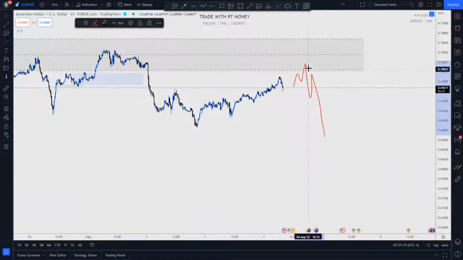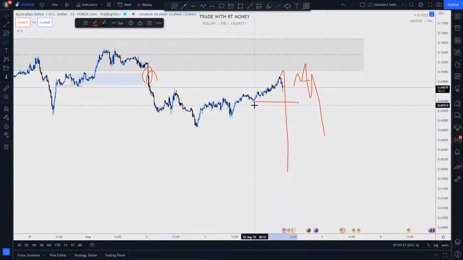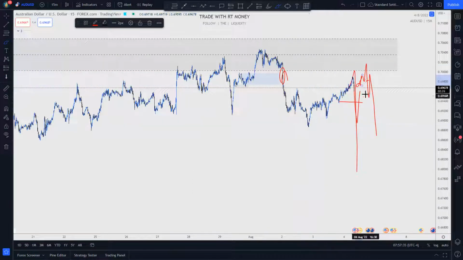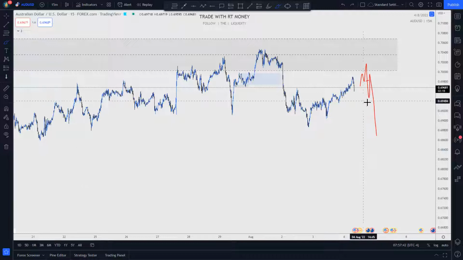That's what I look for. I need to see a break of market structure, not just a tap and go, especially from here. If it breaks this, then I'll be looking for price to come back, because when price changes direction, most of the time it doesn't just tap and go. It depends on what the setup is.